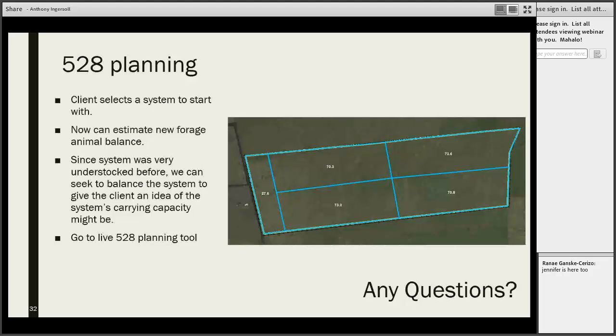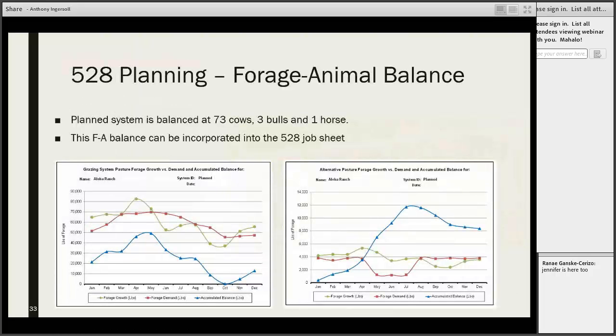I know that 528 planning tool can be kind of quirky, and sometimes it was overwhelming to me when I first started playing with it, but the more I play with it and the more I use it, the more I like it. There's definitely room for it to improve, but it's a good start.